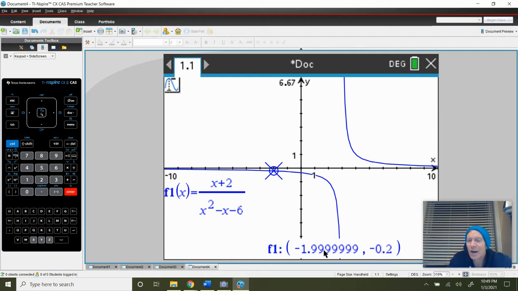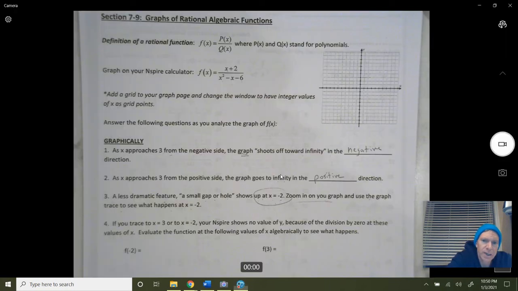Now let's look on the other side of negative 2, to the left, or the negative side of negative 2. How about negative 2.0000001? Okay, well, that's defined, and it also looks like it's about negative 0.2. Okay, so let's go back here and figure out why that's happening.